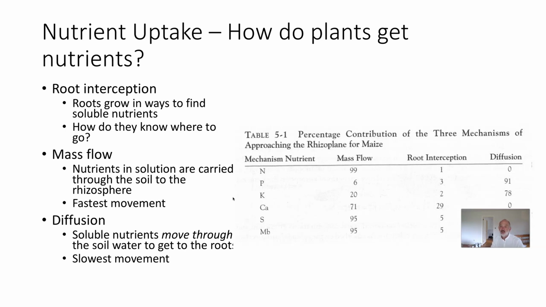And so just to point out, for nitrogen, mass flow is the most important. That's the way the majority of nitrogen is acquired, at least for maize plants. For phosphorus, it's through diffusion. Similarly for potassium, it's through diffusion, but you can see for other nutrients, it's through mass flow as well. And for most of them, root interception can play a role, but not as big of a role. So again, you just want to think about how it is getting it. This is how it's moving through that solution.